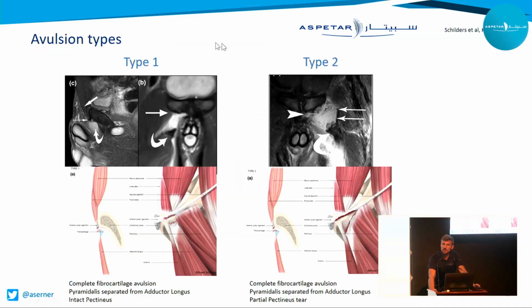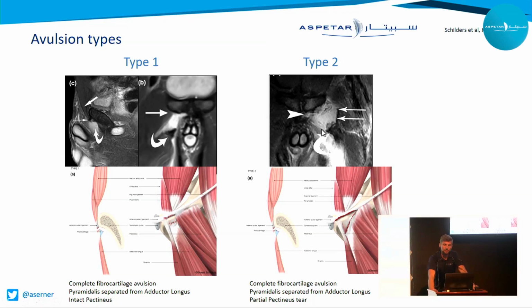And based on these structures, there are 6 different types of avulsion injuries. Type 1 is a clear detachment, and is the most common one. So you can see here on the images, the proximal fibrocartilage of the adductor longus is detached from the pubic bone up here. And again here, missing from the sagittal images.